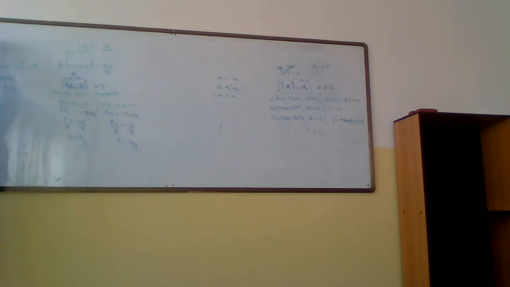That's why I said a minus b means a plus negative b. Subtracting an integer is the same as adding the additive inverse of that number. Subtracting 5 is the same as adding negative 5.